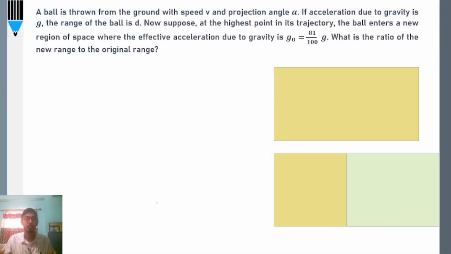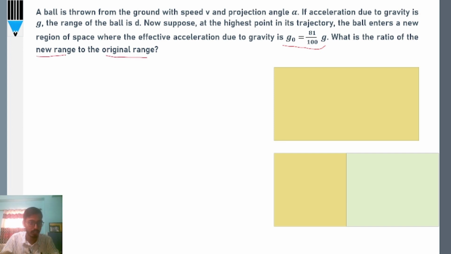Our first question is a projectile question. So the ball is thrown from the ground with a speed v and projection angle alpha. If the acceleration due to gravity is g, the range of the ball is d. Simple stuff here. Now suppose at the highest point in its trajectory the ball enters a new region of space where the effective acceleration due to gravity is g0. Now note here that the value of g0 is less than g because it's 81/100. So what we are asked is the ratio of the new range to the original range.